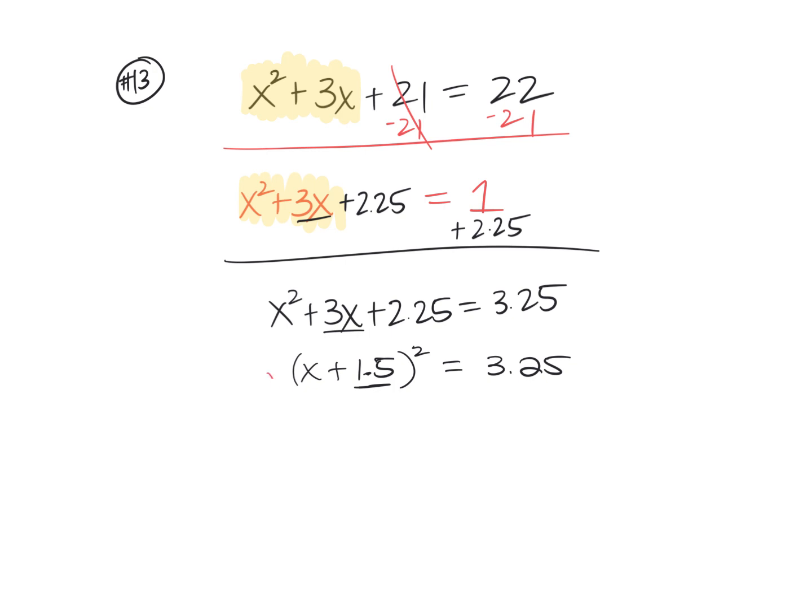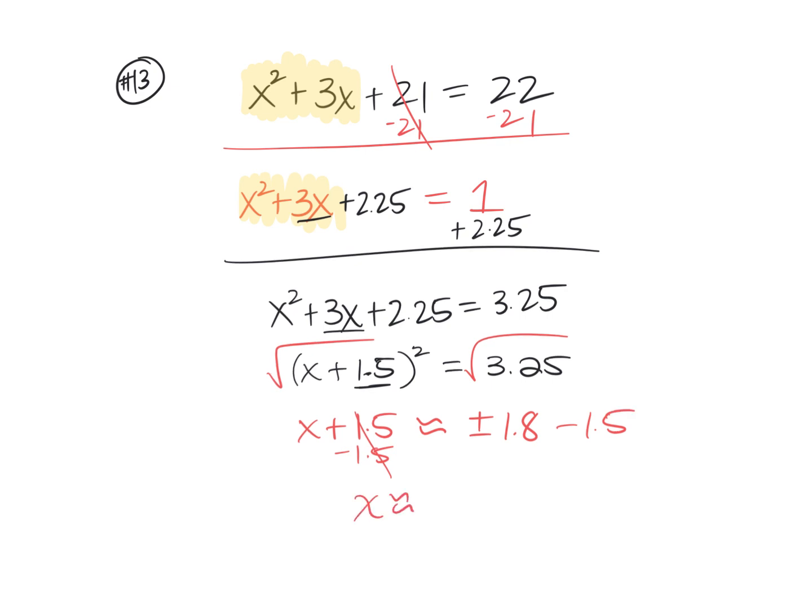I'm going to grab a different color. I'm going to square root this side, square root this side. I get x plus 1.5 is approximately, the square root of 3.25 is about 1.8. Okay, so I'm going to write plus or minus 1.8. And then lastly, I'm going to subtract 1.5 from both sides. So I get x is approximately, I'm going to do positive 1.8, take away 1.5, which gives me 0.3. I had this wrong on my answer key.